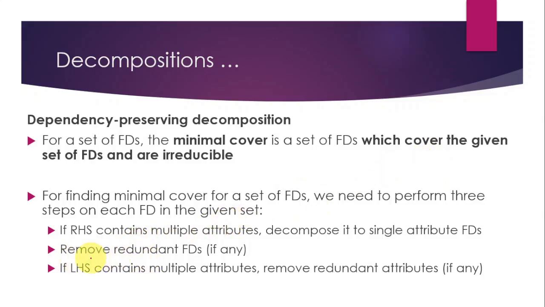And the second one is remove redundant FDs. We will see how to find redundant FDs in the example, don't worry. This is the second step. And the third one is, if the LHS contains multiple attributes, remove redundant attributes if possible. For example, there is an FD like this. If A is redundant, how to find whether an attribute is redundant, we will see in the example. Let's assume that A is redundant, you should remove it, and the FD becomes B to C.